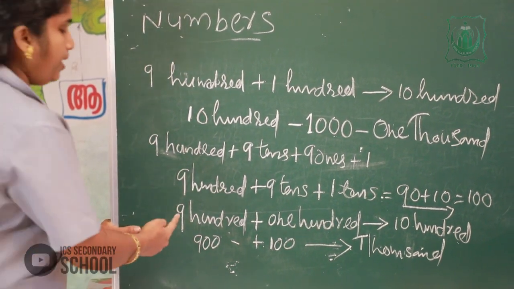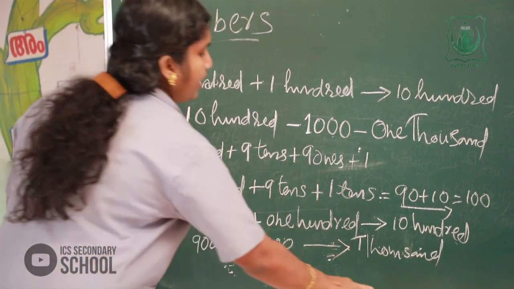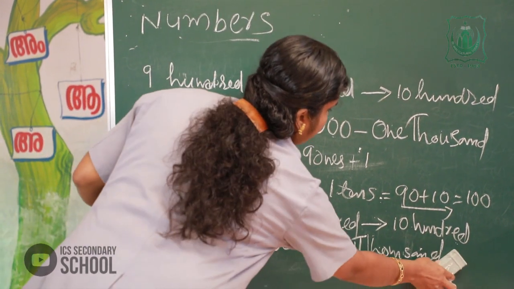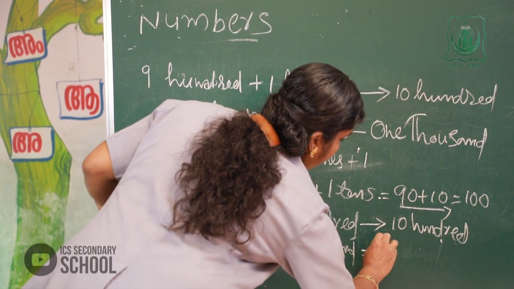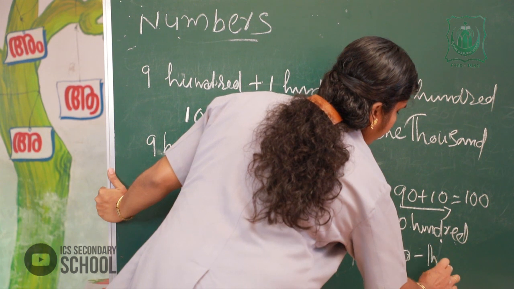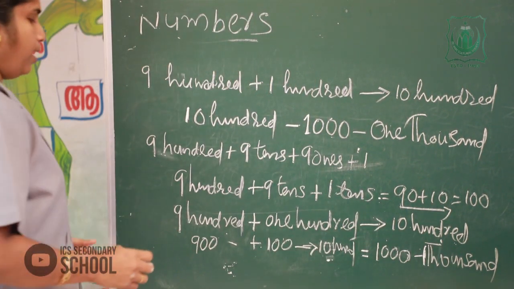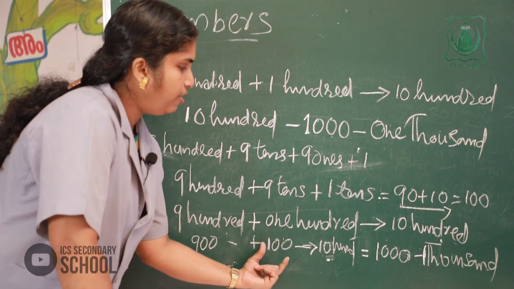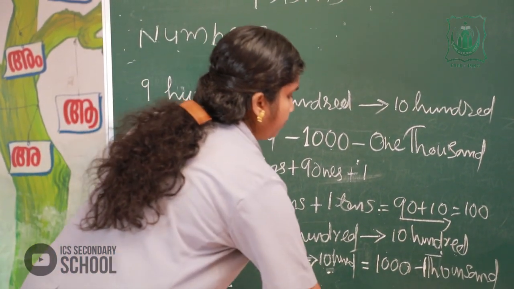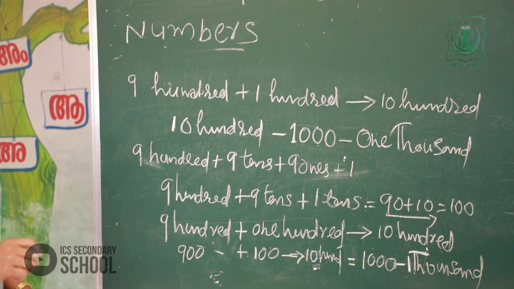Okay, got it? 900 plus 100, we get 1000.